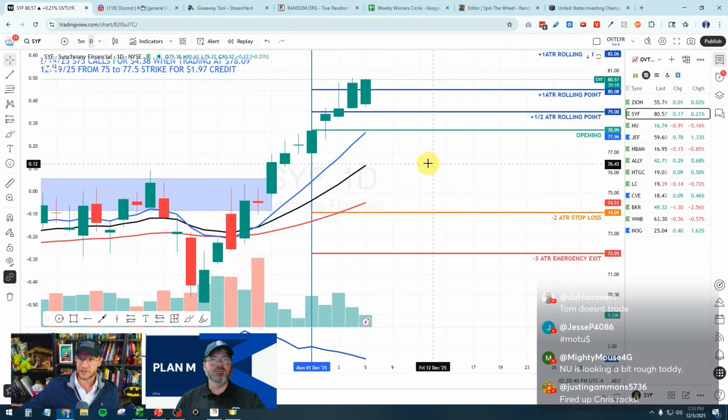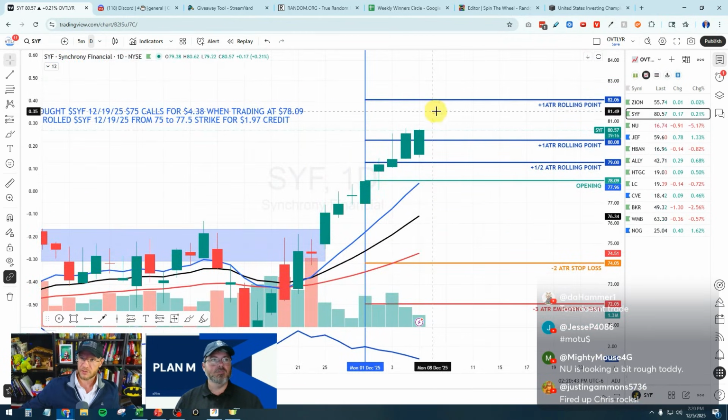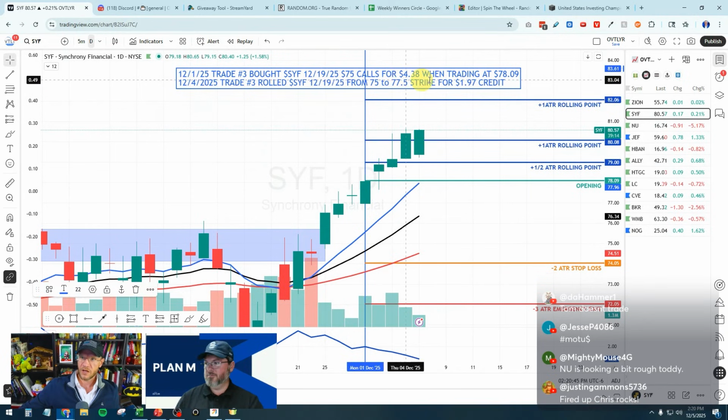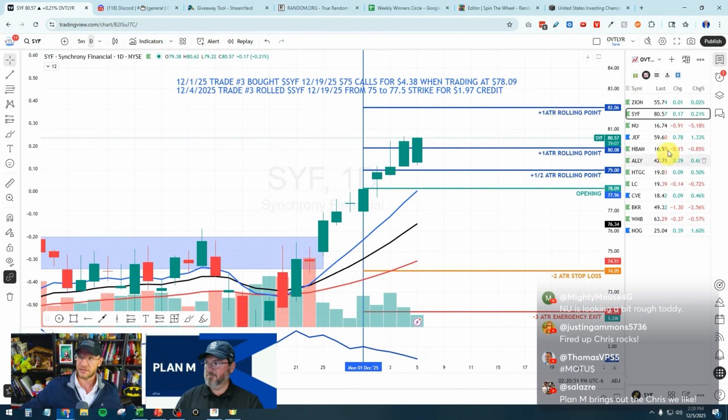We're going to blow through these real quick, Joe. SYF, 10 still over 20. No outlier blocks in our way. We put it on for 438 and rolled it for $1.97 in credit. We've taken off nearly half of the risk in SYF.